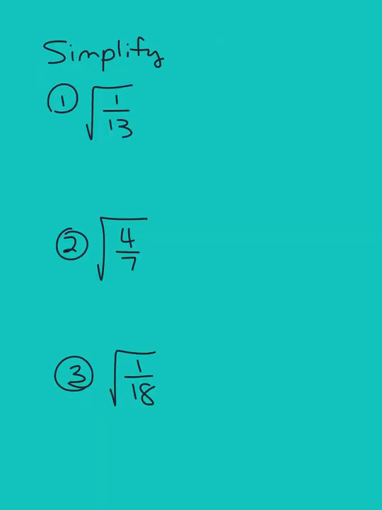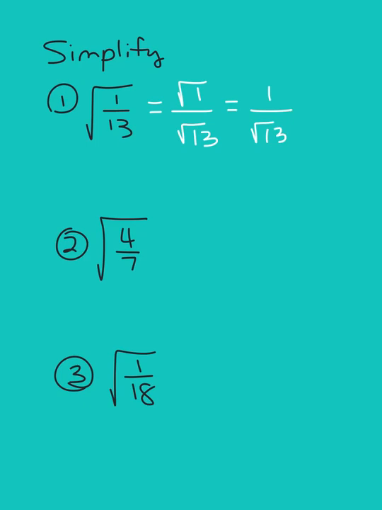So now we're ready to practice some, so let's simplify. Now in number 1, remember we always want to split our radicals. So I have the square root of 1 over the square root of 13. The square root of 1 is a perfect square, it's 1. Now the square root of 13 is not a perfect square, and there's not a perfect square that goes into 13.